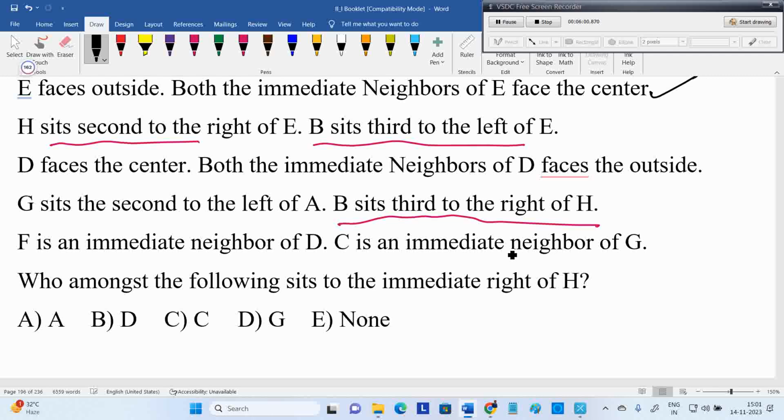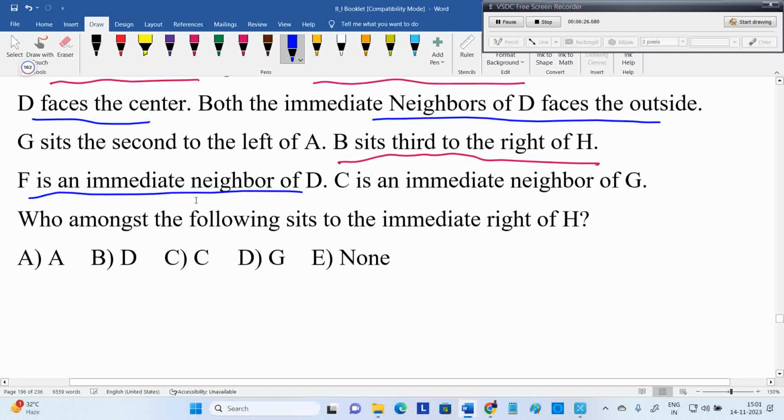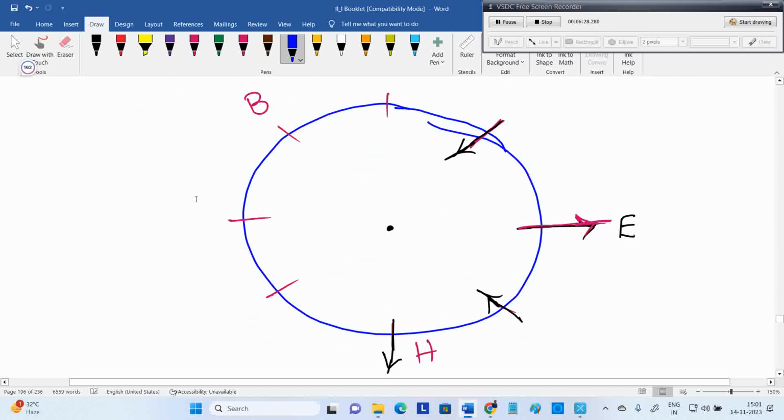Then I have to arrange D faces the center. Neighbors of D are facing outside. F is immediate neighbor of D. This is the corrected information. You can see D facing the center, neighbors of D outside, and F is immediate neighbor of D. So we need to place D, and neighbor for that must be F, and D's neighbors are facing outward. D facing the center, might be D here also. And other places also we can take, right?